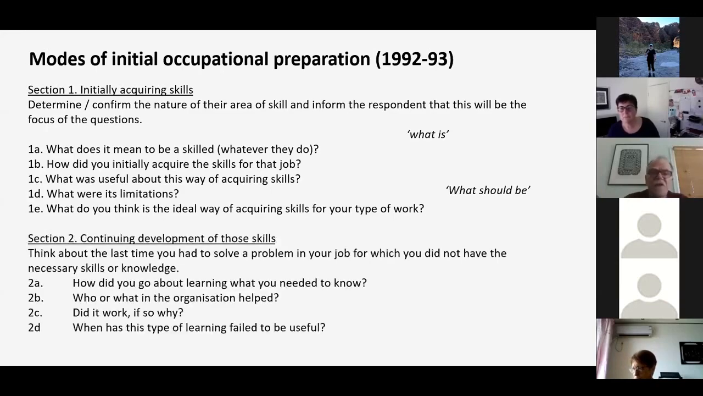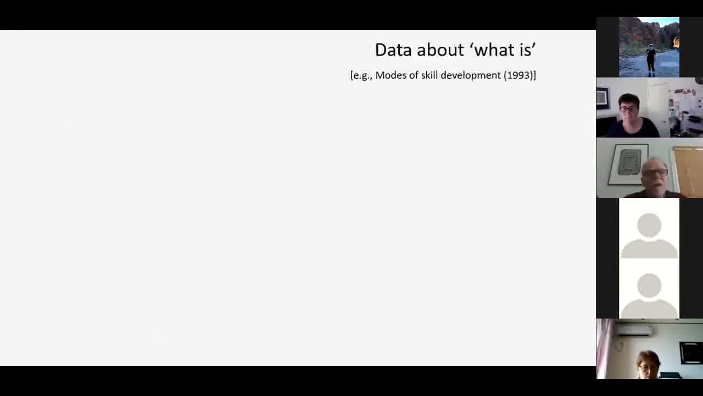And in terms of continuing the development of their skills, similar questions about how people learned and in what way the workplace supported that learning. So these were just questions to generate data. Now, what I was asked to do was to look at these different modes of skill development and identify the kind of contributions that they might make.